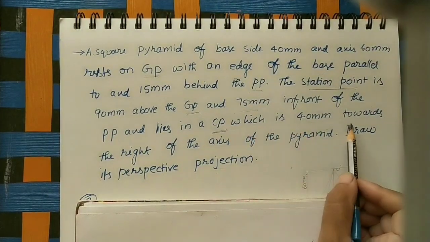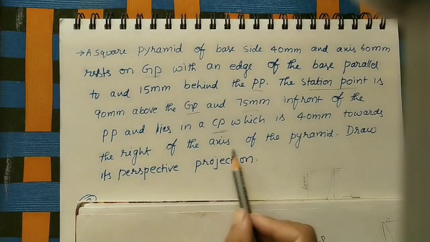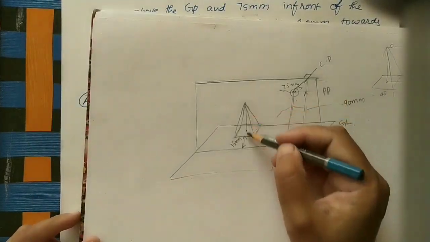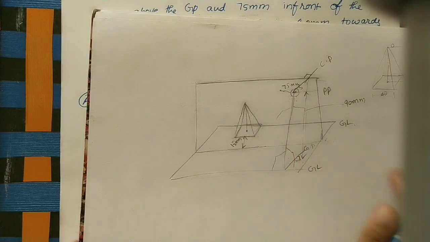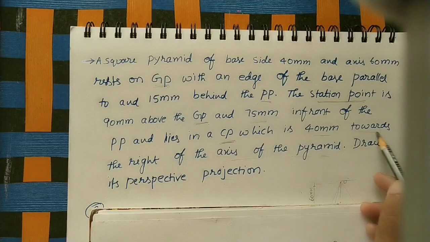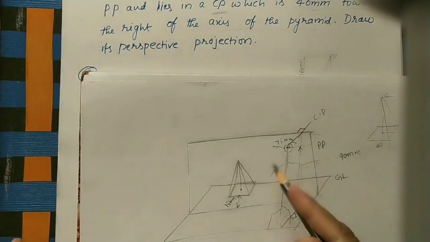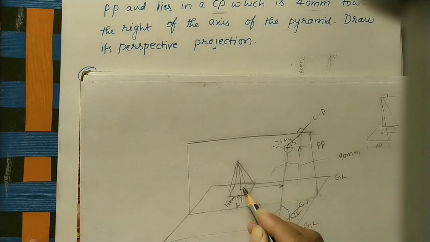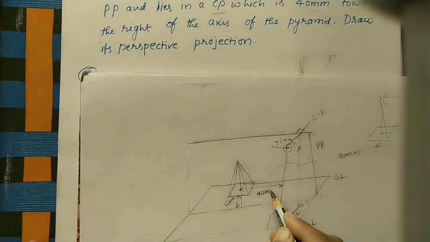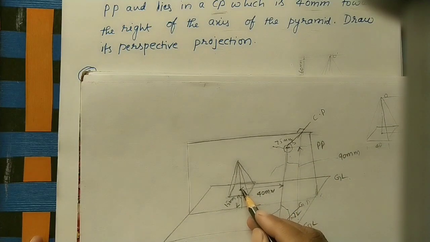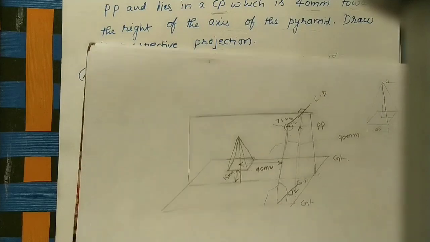CP, which is 40 mm towards the right of the axis of the pyramid. Where is the axis of the pyramid? So this is the axis of the pyramid. From the axis of the pyramid, right side, 40 mm distance. Okay, so this is the axis. So right side means this one. So this is 40 mm. So this center plane is situated 40 mm from the center of this square pyramid, or from the axis to this center plane. Okay, this is the given data.